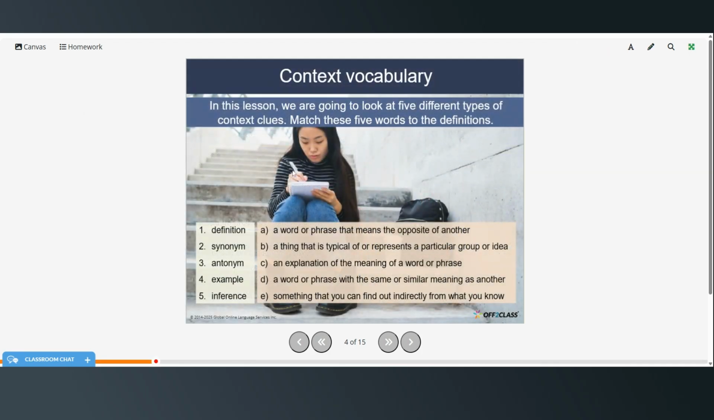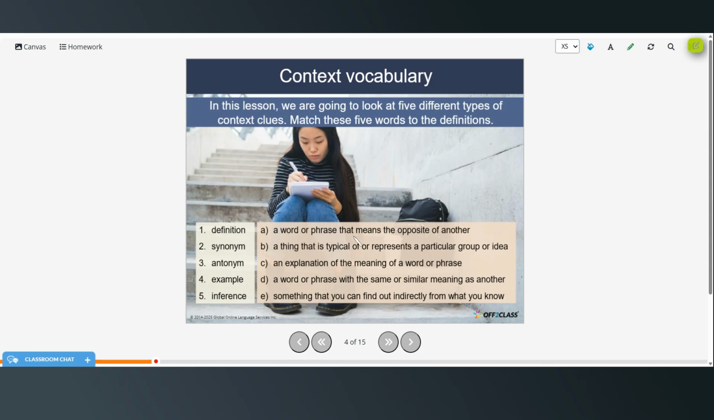All right, so in this lesson, we're going to look at 5 different types of context clues. So first, match these 5 words to the definition. You can pause the video, try that on your own, and then restart when you're ready to check the answers.